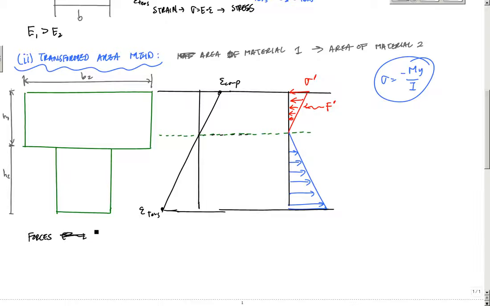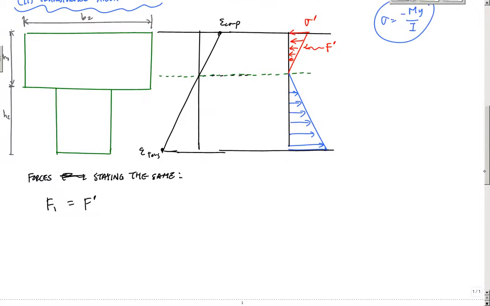Forces staying the same here, I would have F1 is equal to F prime. And the calculations for those is the stress block. So this is a linear trianguloid, I guess, right? Anyways, for F1, it would have been 1/2 sigma compression, the stress, and then times the area that it's acting on. So that's B1 times C, which is equal to 1/2 sigma prime, this new stress, times B2 times C.